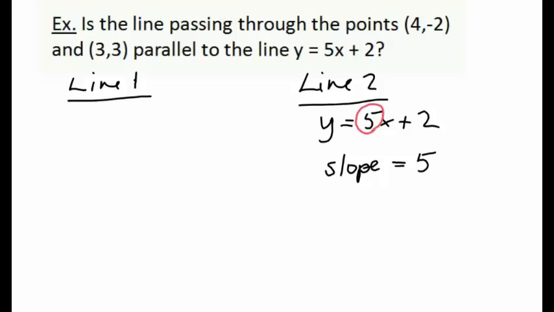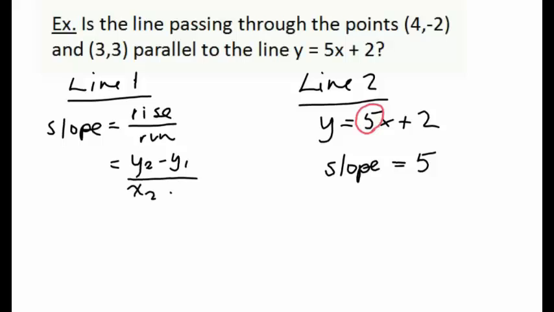So what we're missing from line 1 is the value of its slope. So we know that the slope can be found in line 1 by doing rise over run. In other words, we look for the difference of our y-coordinates and the difference of our x-coordinates. So let's go ahead and label our coordinates. So let's call 4 our first x-coordinate and -2 our first y-coordinate. 3, we'll call that our second x-coordinate, and the other 3 we'll call our second y-coordinate.